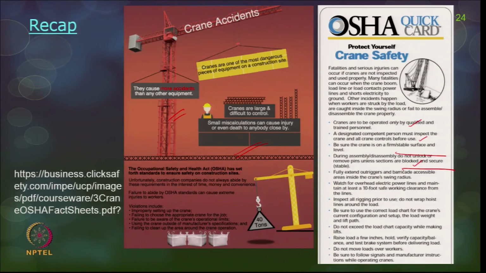Fully extend the outriggers and barricade accessible areas inside the crane swing radius. Watch for overhead electric power lines and maintain at least a 10-foot safe working clearance from the power lines. Inspect all the rigging prior to use and do not trap the hoist lines around the load. Be sure to use the correct load chart for the crane's current configuration and set up, the load weight and the lift path. Do not exceed the load chart capacity while making lifts.